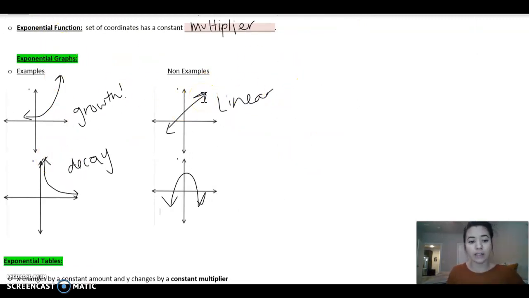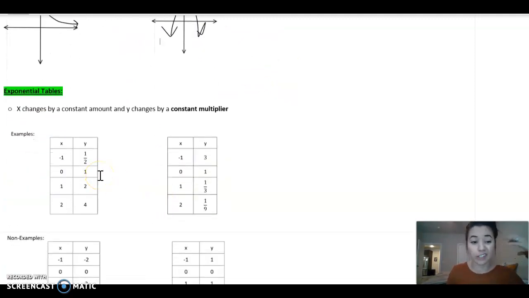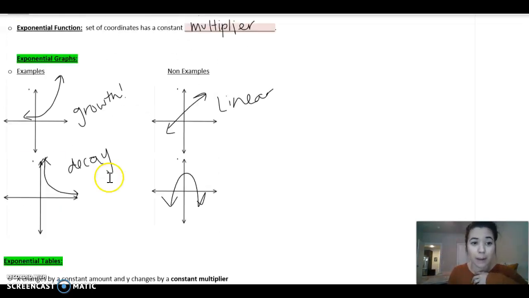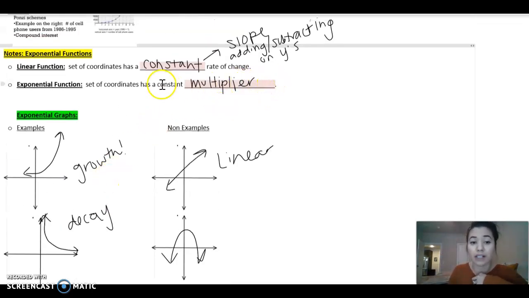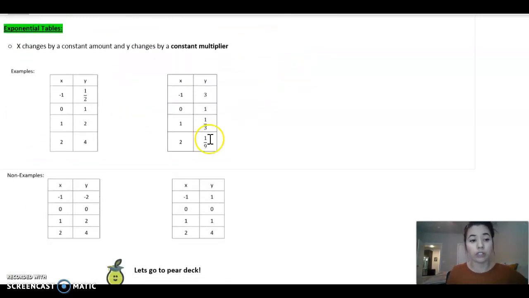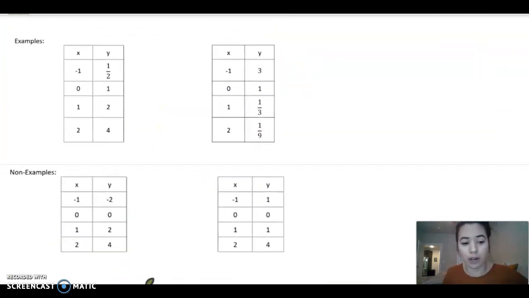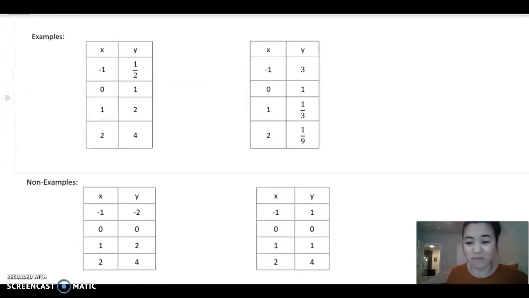The goal for today is for you to be able to look at a table and tell me whether this is an exponential table, whether it's a linear table, or whether it's neither. And I want you to be able to tell me why, and then tell me what my y's are being multiplied by if it is exponential. Because like I said, exponential means it has a constant multiplier.